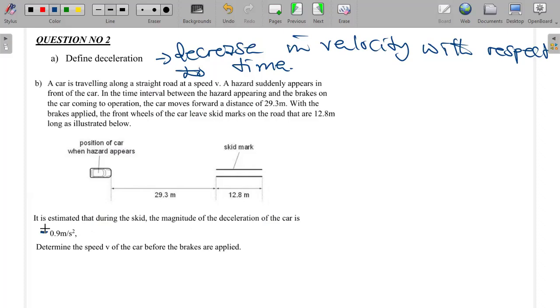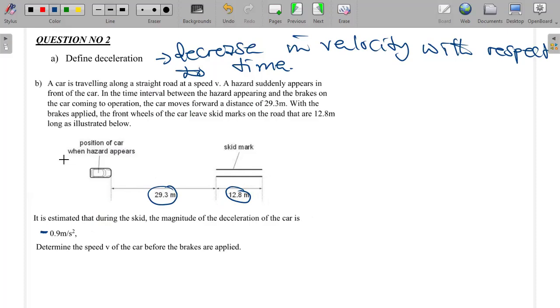In this particular case, they're talking about reaction distance, which means from the time he sees the hazard to him putting the brakes into action, there is some distance that is traveled. There is also the braking distance before the car finally comes to a stop, which is this 12.18 meters. And they also talked about the uniform deceleration, the magnitude of which is the value they've given us here.